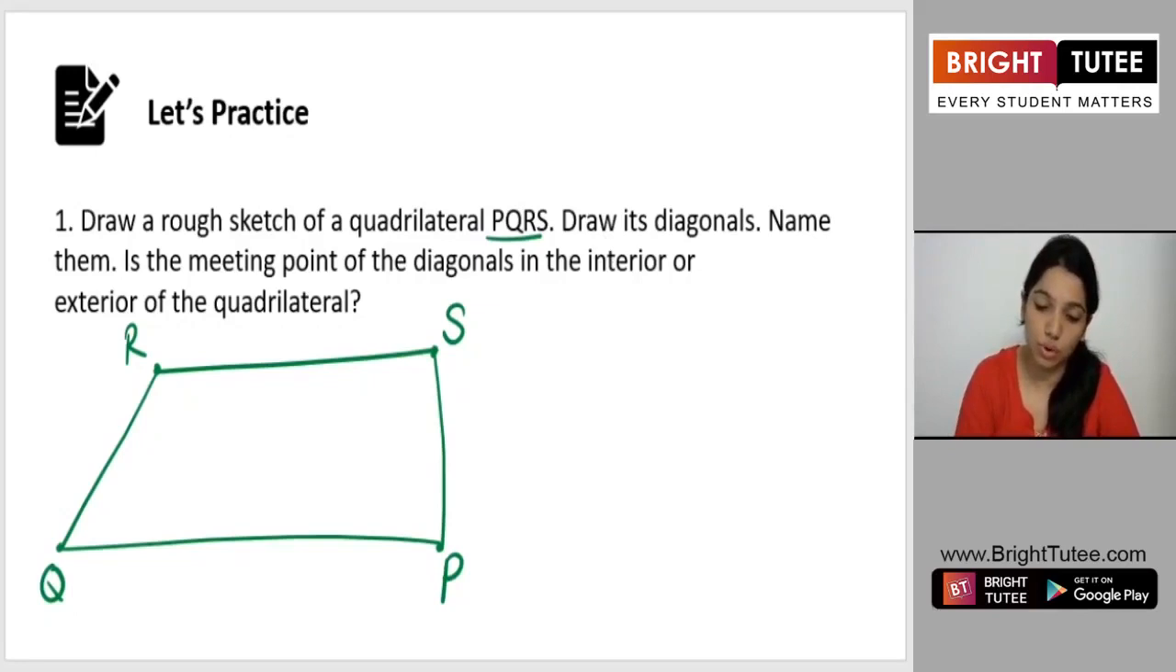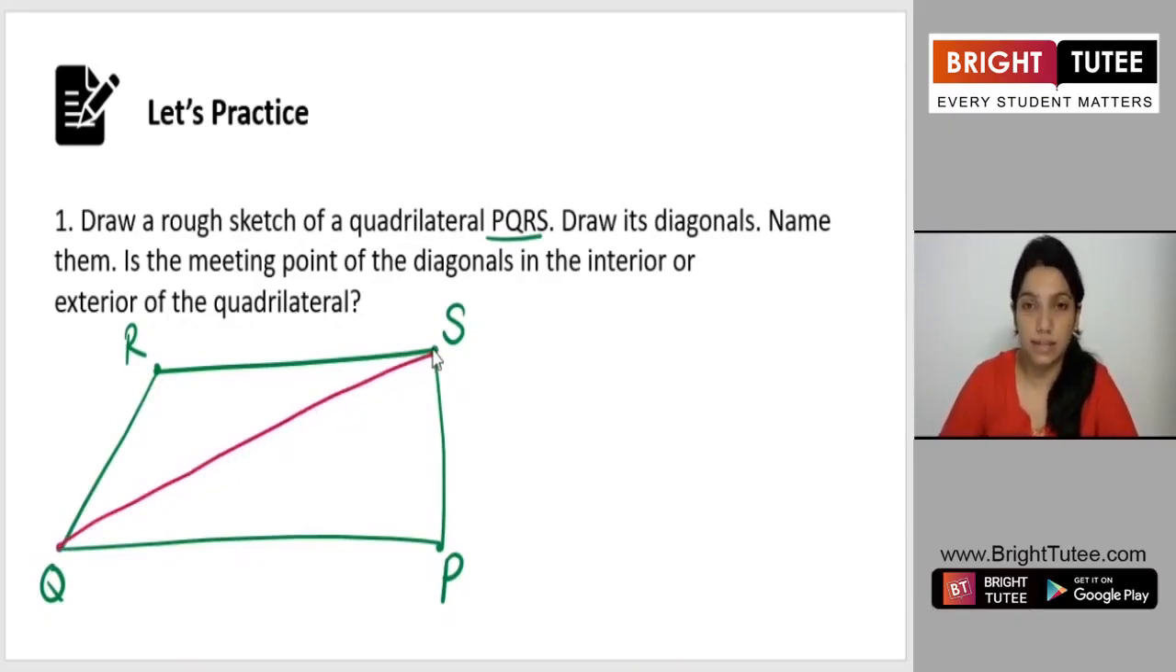Now they're asking you to draw the diagonals in this shape. So let us see how we can draw the diagonals. I hope you remember that diagonals are drawn by joining a point to the point which is not adjacent. So to this point Q, R is sitting in the adjacent place. So let us join to the opposite point, that is S. So QS is one of the diagonals of this quadrilateral. Similarly, let us draw the other diagonal, that is RP.